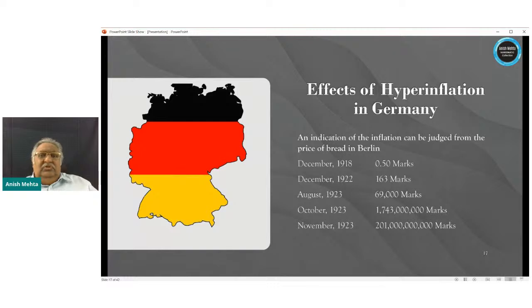Even then, the economy was a little stable between 1919 to 1921, even though the prices had already doubled during this period. But after 1922, the hyperinflation period sank in, and 1923 was the peak time when the hyperinflation came in. If you see here on the slide, the rate of a bread loaf in Berlin during various times. In 1918, it was just half a mark. And by the time it reached the peak hyperinflation period, which was in November 1923, it reached a figure of 201 billion marks.